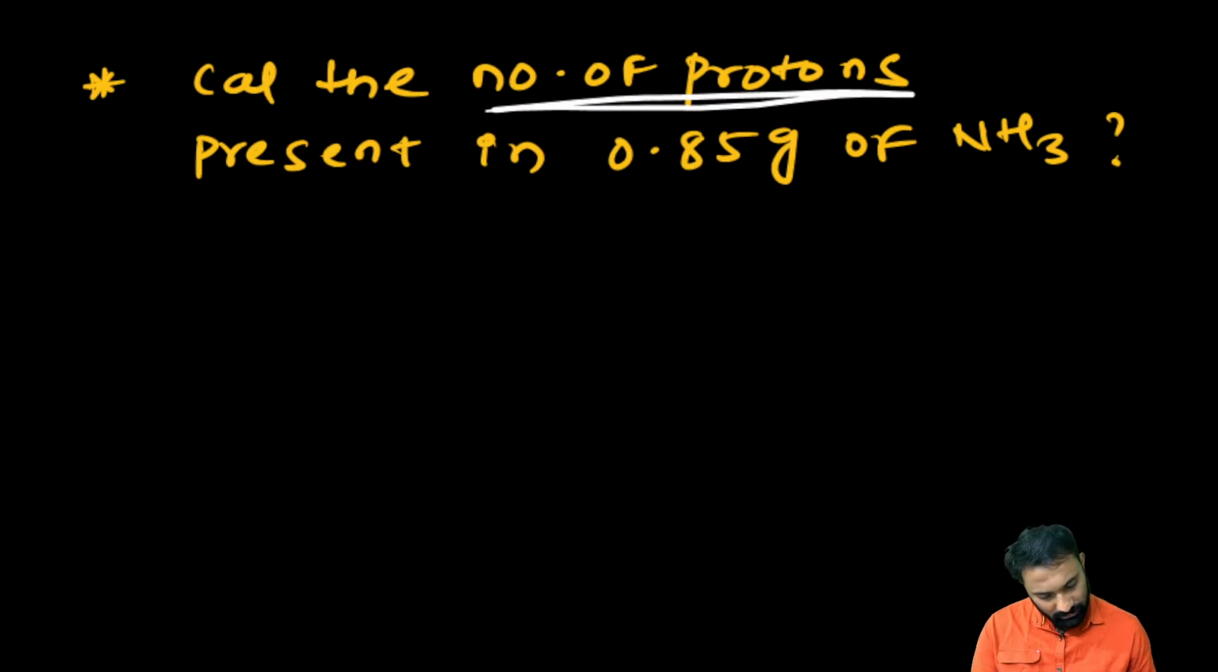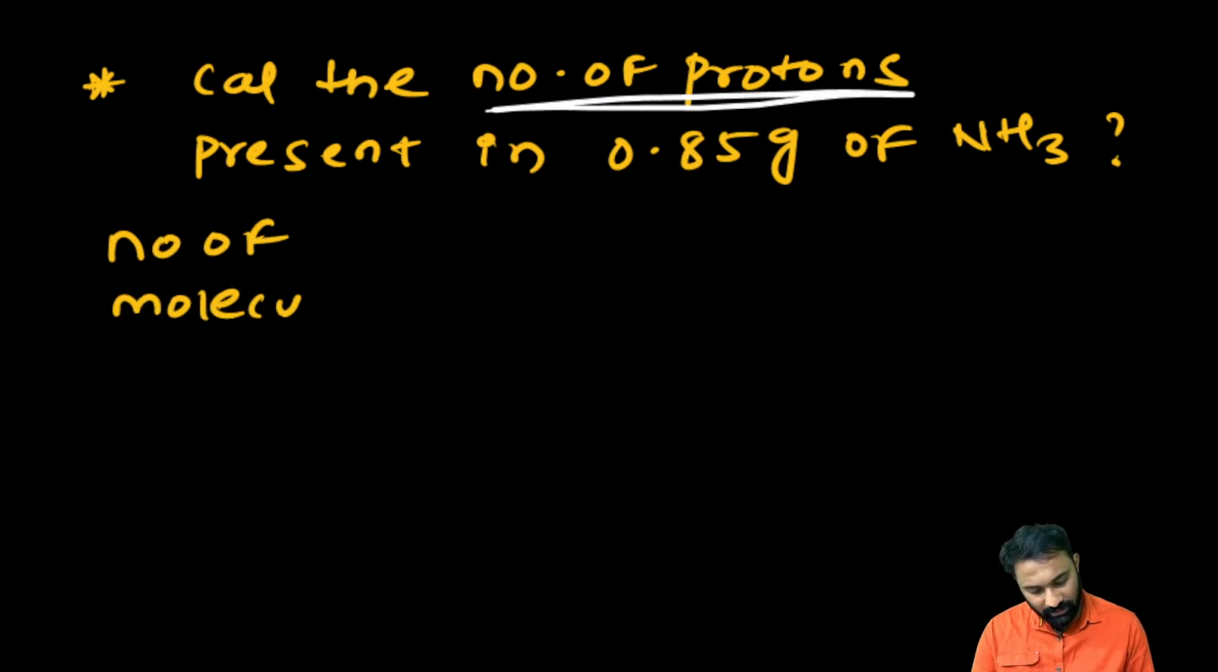Now you see, here weight they have given, NH3 they have given. Now we know what number of molecules means. I will explain. First you find the number of molecules that present in ammonia. Number of molecules means n into Avogadro number, right?